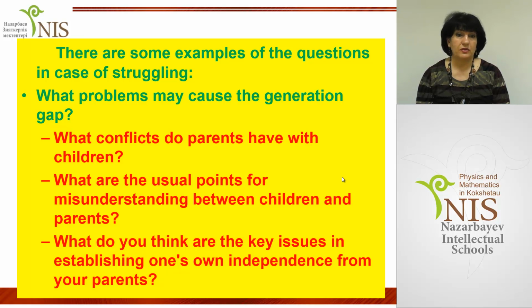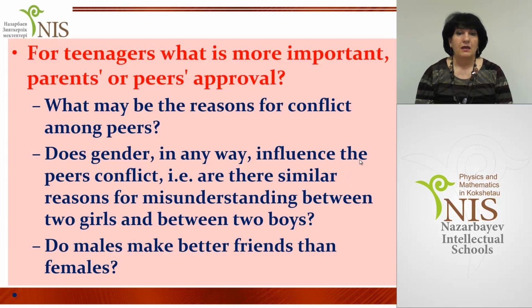What problems may cause the generation gap? What conflicts do parents have with their children? What are the usual points for misunderstanding between children and parents? What do you think are the key issues in establishing one's own independence from your parents? For teenagers, what is more important, parents' or peers' approval? So you should identify what is more important for them.